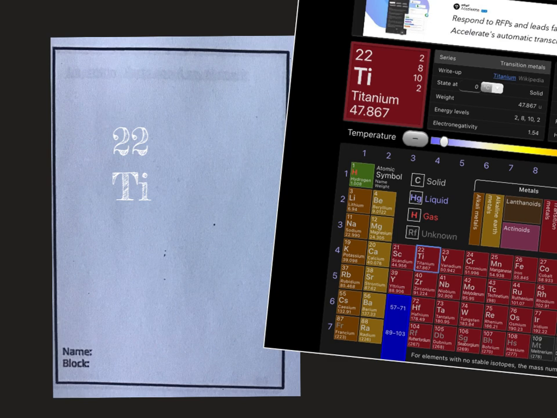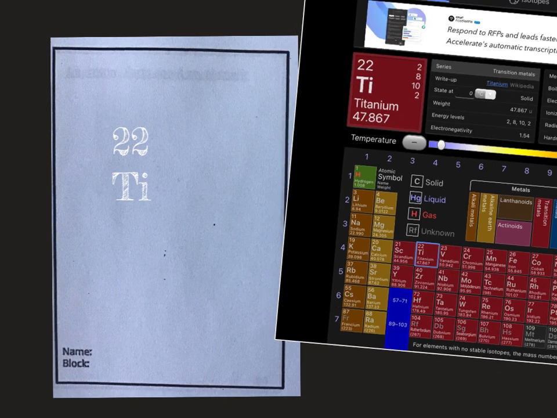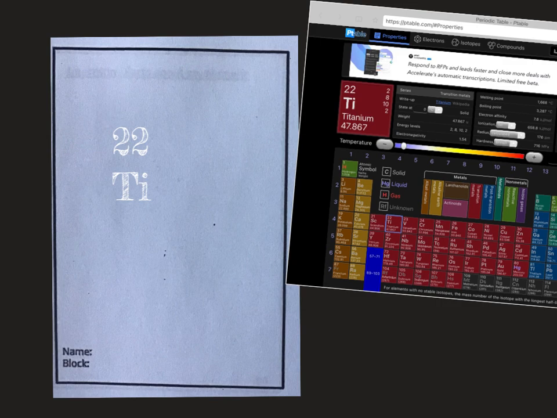Now, I would stop there for today. I would do the atomic number, its atomic symbol, the element name, and its atomic mass. And then don't decorate the front right now. Save the decorating for later when you know more about this element, and move on to the next page.